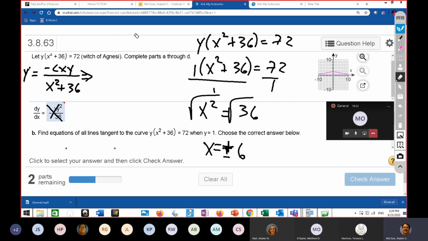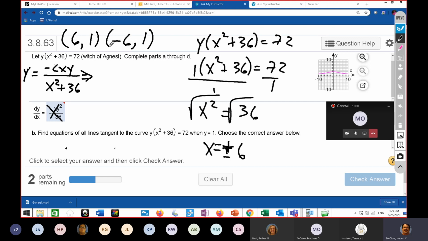I'm used to doing it that way. I'm sorry, I'm not used to doing it backwards. So that's going to be positive 6 and 1, negative 6 and 1. So I'm going to go ahead and plug in my 6 and 1. We'll plug that in right here.